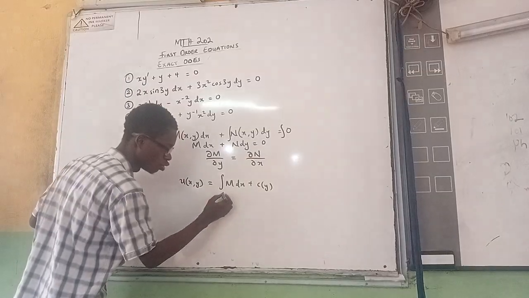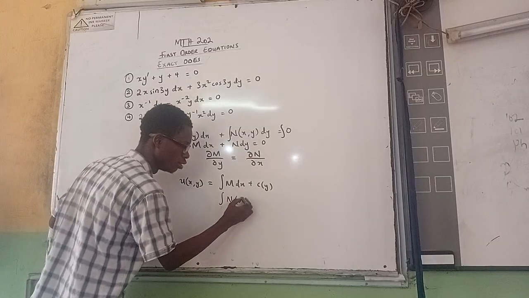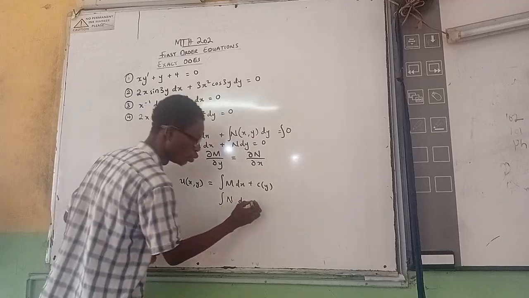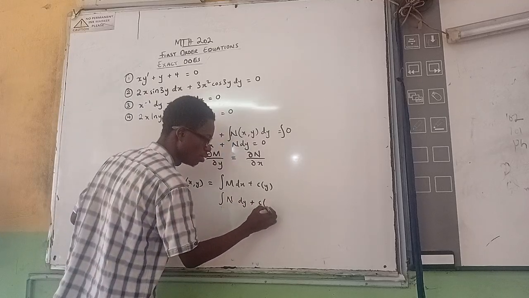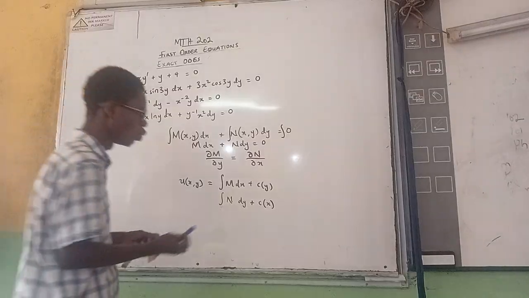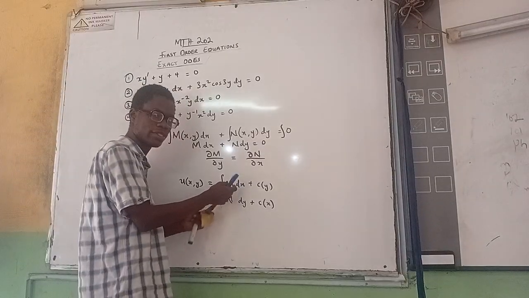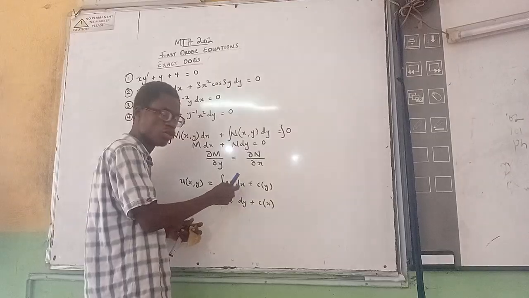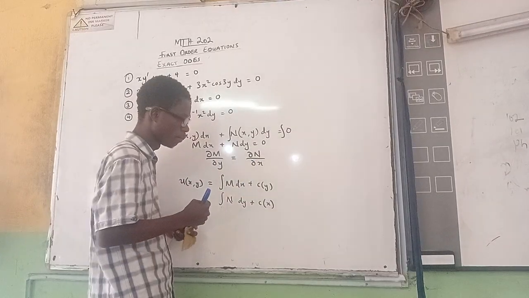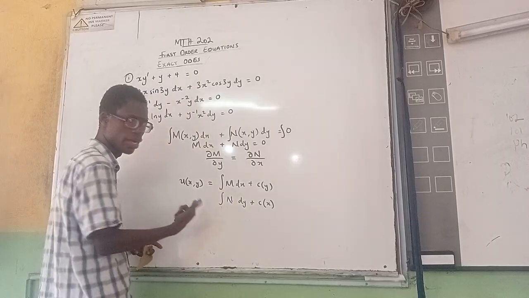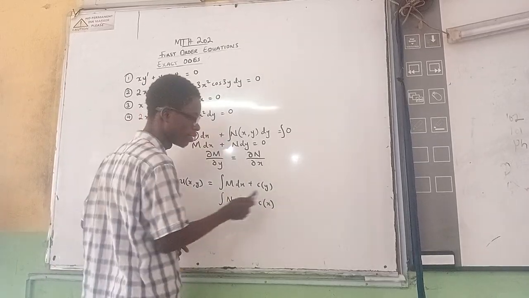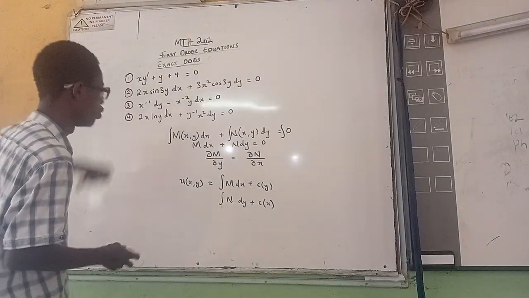The other solution is the integral of N with respect to y, plus c, which is a function of x. How do we know? In the first part, we are integrating with respect to x, which means y is a constant, so our constant will be a function of y. If you are integrating with respect to y, it means x is a constant, which means our constant will be a function of x.